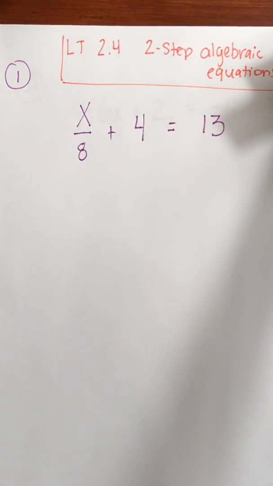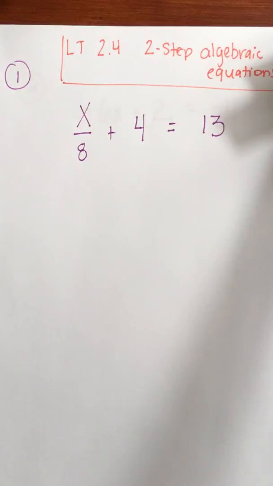This lesson is 7th grade, Learning Target 2.4, two-step algebraic equations. I'm going to give you 4 examples. We're going to solve for x on these algebraic equations. And remember, to solve an algebraic equation, we're solving for an unknown, our variable x.